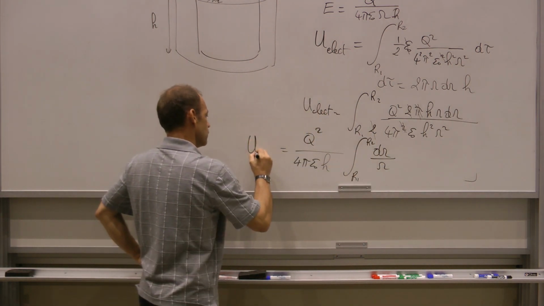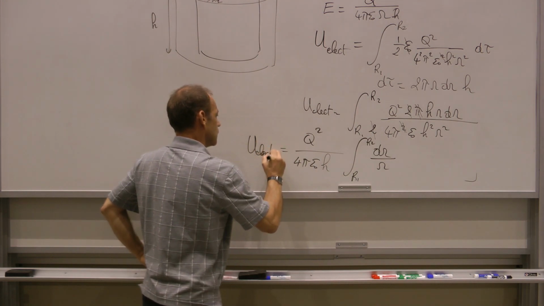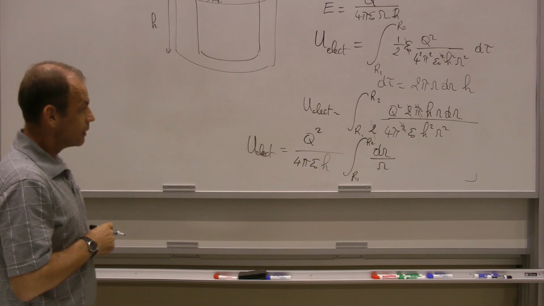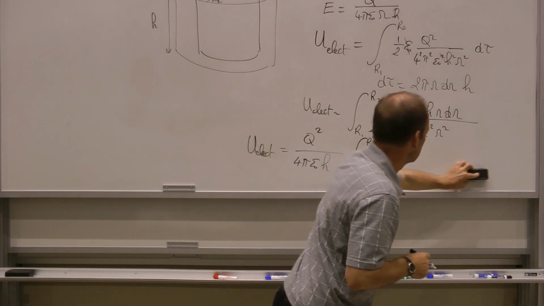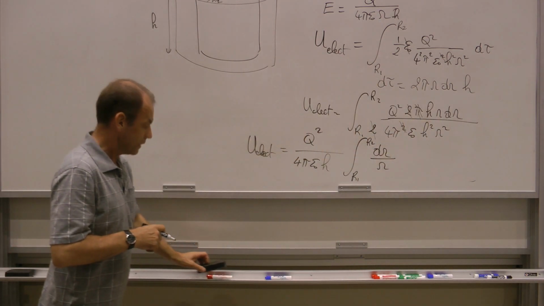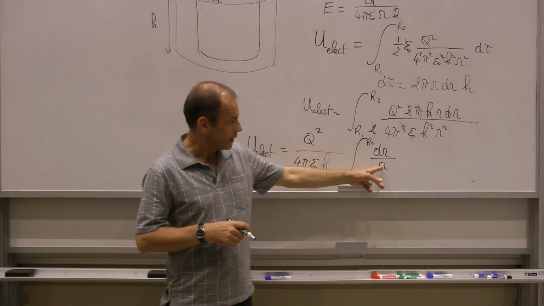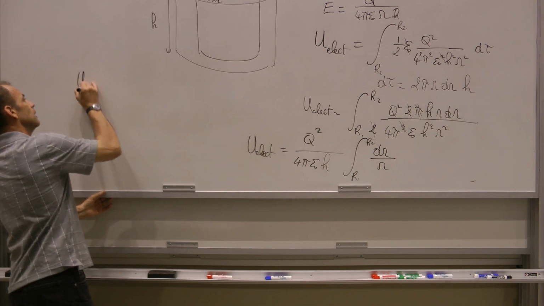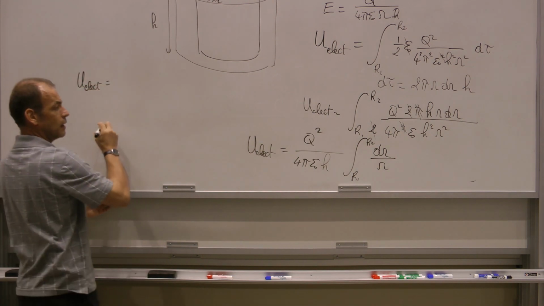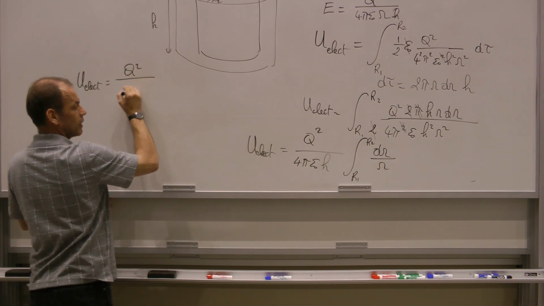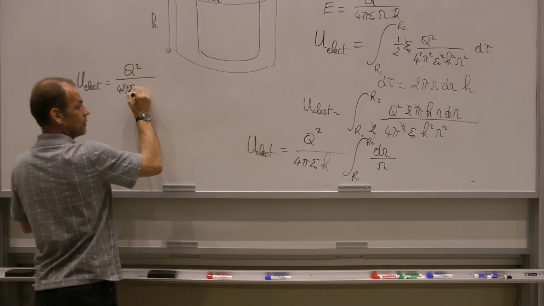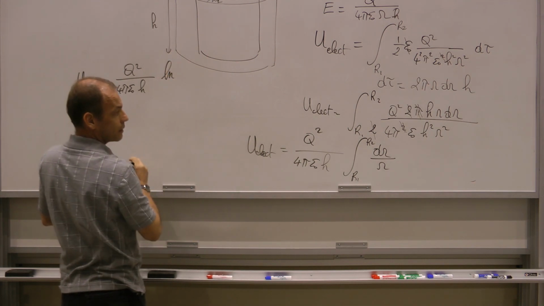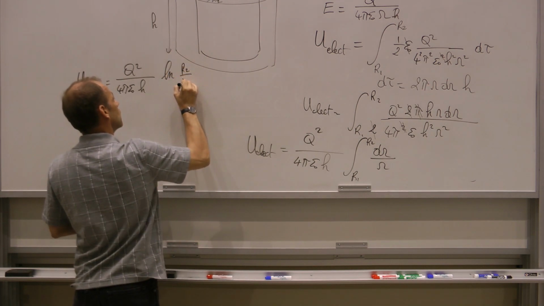Here's the amount of U electric held inside this capacitor. I think this one, I didn't make any errors. Okay, we continue on. The integral is fairly straightforward. This is an ln taken between R2 and R1. That gives us U electric equals Q squared divided by 4 pi epsilon 0 h, ln of the ratio R2 over R1.